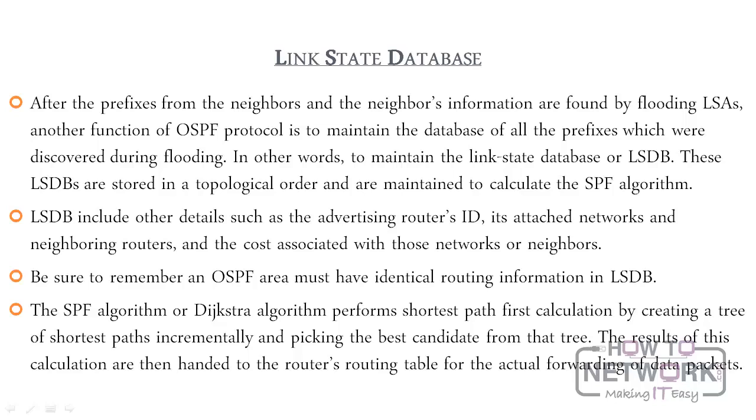The SPF algorithm, or Dijkstra's algorithm, performs the shortest path first calculation by creating a tree of shortest paths incrementally and picking the best candidate from that tree. The results of this calculation are then handed to the router's routing table for the actual forwarding of packets. The current version of the JNCIS-ENT covers only OSPF version 2. OSPF version 3 has IP version 6 capability and has some added advantages with respect to IP version 6, but it's not covered in this course or this exam.